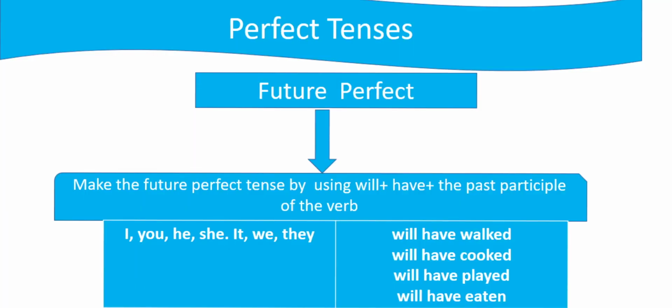So how do we construct the future perfect? What should be the pattern? Make the future perfect tense using will plus have plus the past participle of the verb. So we have two columns here. The first column consists of the pronouns, which are the possible subjects. So I already combined singular and plural. And then the verb phrases. So for the pronouns, we have I, you, he, she, it, we, they, and other subjects possible, whether it's singular or plural. And then the verb phrases, example, the combination of will plus have plus the past participle of the verb. So we'll have walked, we'll have cooked, we'll have played, we'll have eaten.